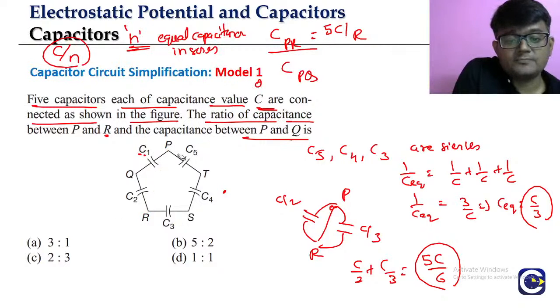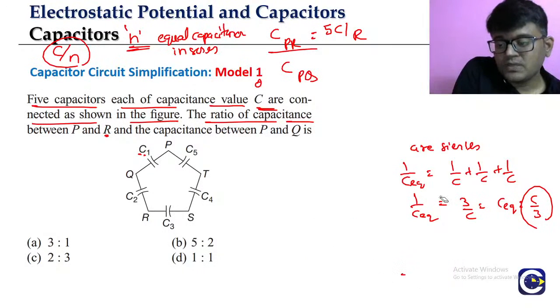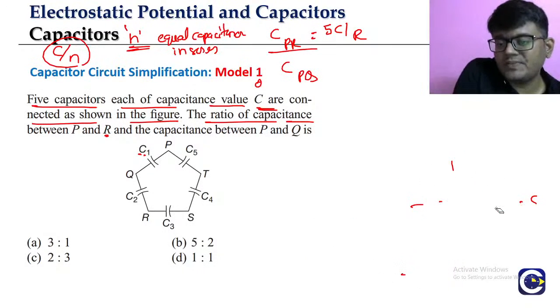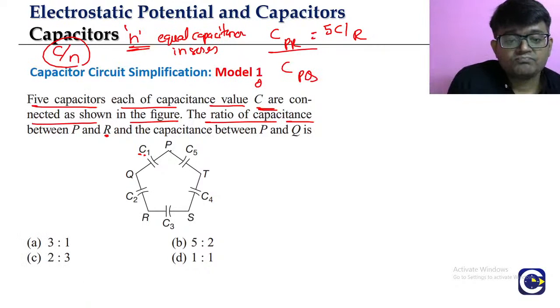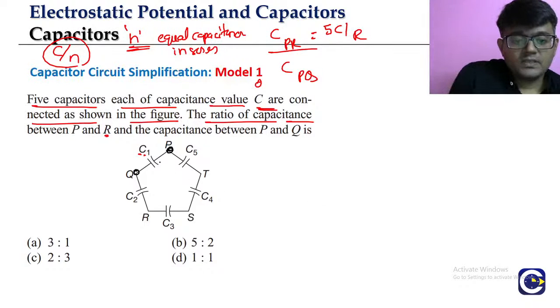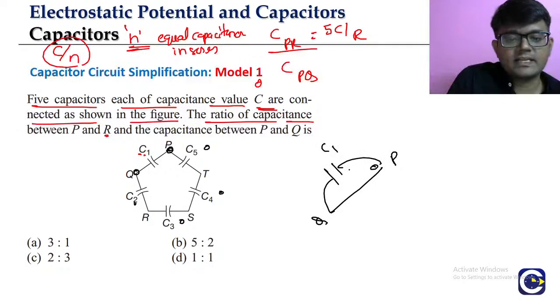After that, now we have to find the equivalent capacitance between P and Q. We should find out the equivalent capacitance between P and Q. Where is P, where is Q? Here C5, C4, C3, C2 are like in series. So we are connecting P and Q. Already there is a C1 there.